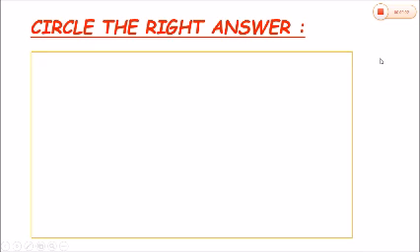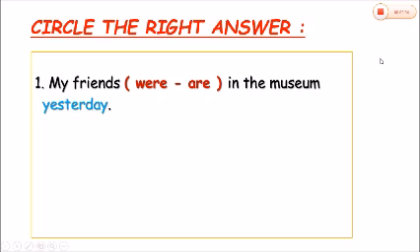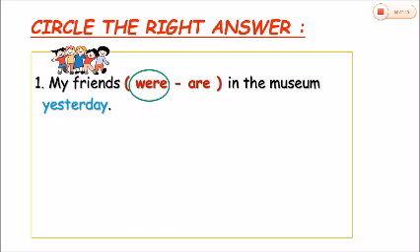Circle the right answer. Number one, my friends were or are in the museum yesterday? Were. Excellent. Here, Farida, why didn't we take are? Were is for more than one and are for more than one. But why didn't we take are? Why did we take were? Let's read the sentence again.